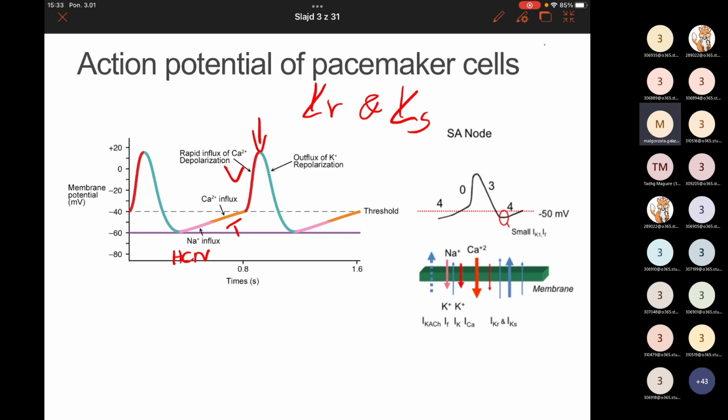so minus 60 millivolts, and this activates and opens funny channels, also known as HCN channels, and the whole cycle goes again and again. So this action potential, which is generated by the pacemaker cells, is the action potential which is responsible for heart contraction.